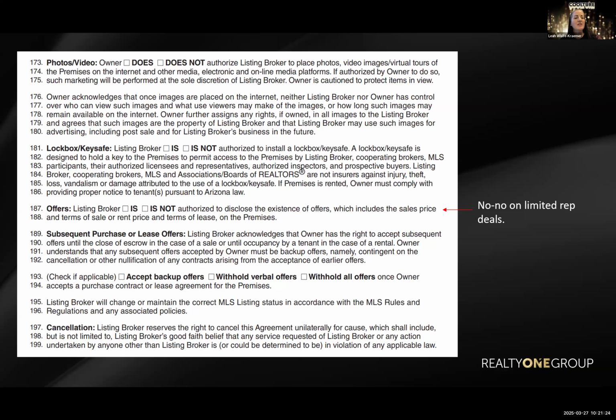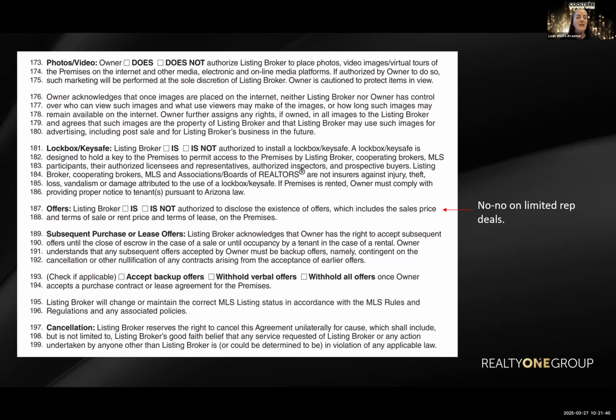Photos and videos. So this is going to be just a list of things, hey, they do or do not. So owner does or does not authorize listing broker to place photos, video, images, virtual tours of the premises on the internet or other media. Owner is cautioned to protect items that are in view. So if there's something concerning, they should remove it before photos and video are done.